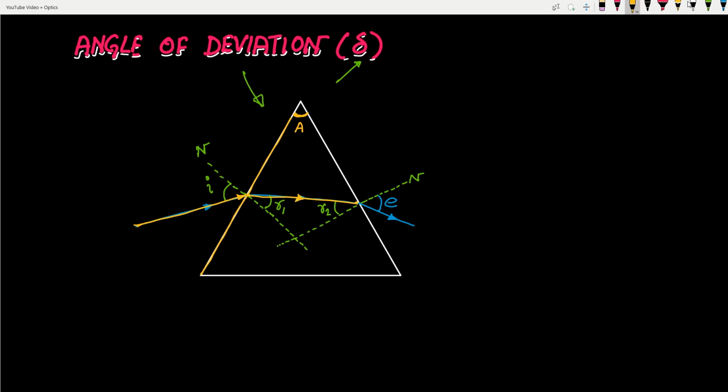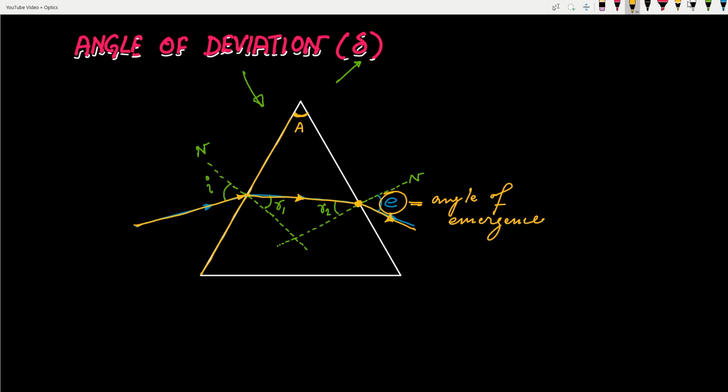Then again it falls onto the second refracting surface and then it moves out of the prism following the concept of refraction. Okay, this angle, the angle at which it leaves the prism, is known as angle of emergence, because the rays are emerging out of the prism.